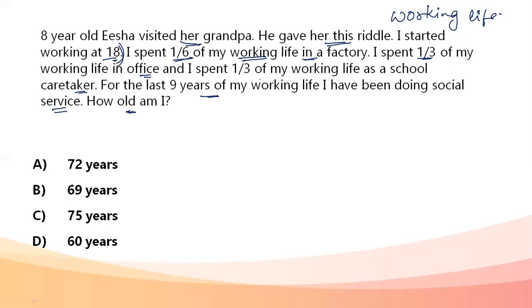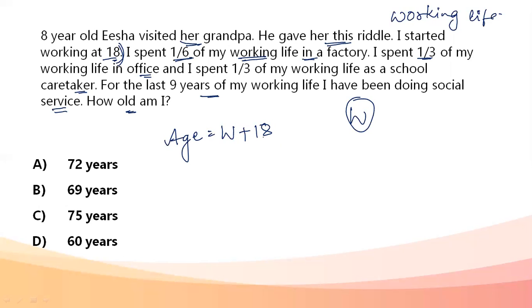How old am I? Okay. Now, let the total working life of Isha's grandpa be W. So I'm going to use a variable W for that. Whatever his age is, it's told in the question very clearly that he started working at the age of 18. So his age is going to be working life plus 18.